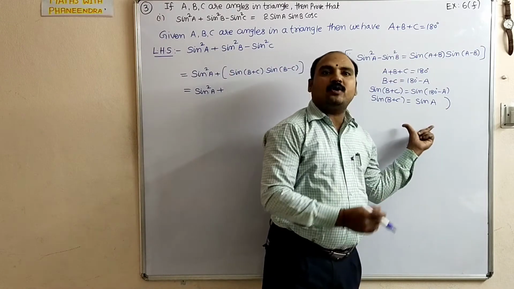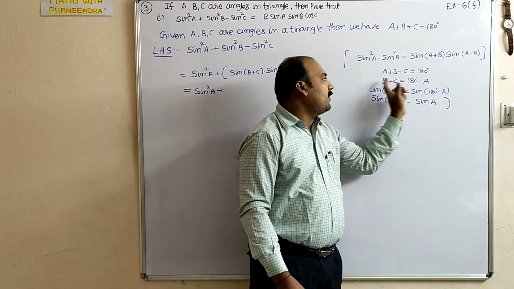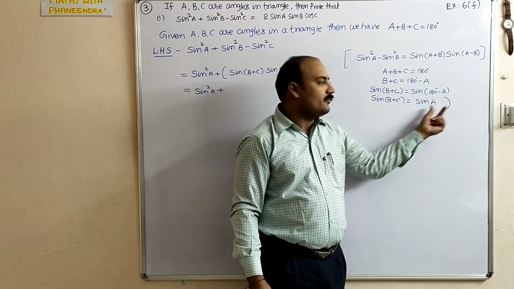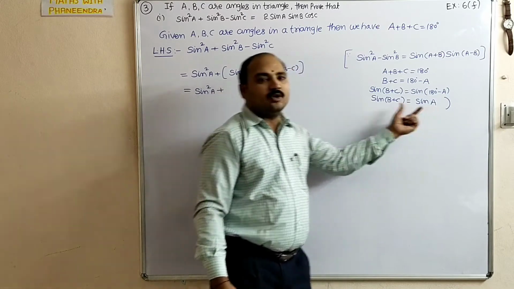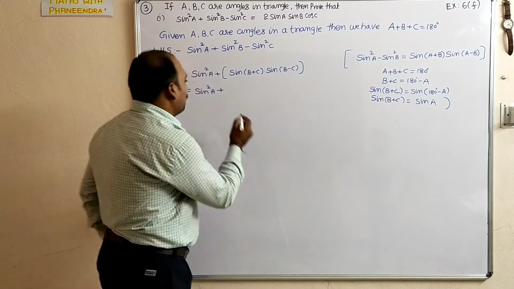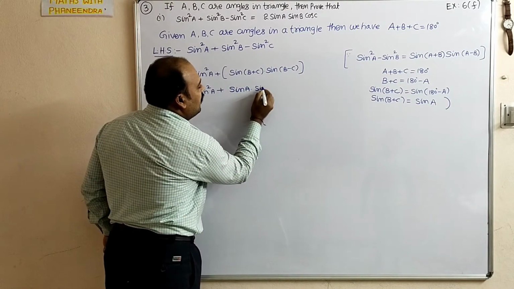Previously I explained about the A plus B angle. Here we require B plus C. B plus C make as a subject. B plus C equal to 180 minus A. Sin of B plus C equal to sin of 180 minus A, which is sin A. So sin of B plus C equal to sin A. Wherever sin of B plus C is there, you have to replace it with sin A. Therefore, sin A into sin of B minus C.